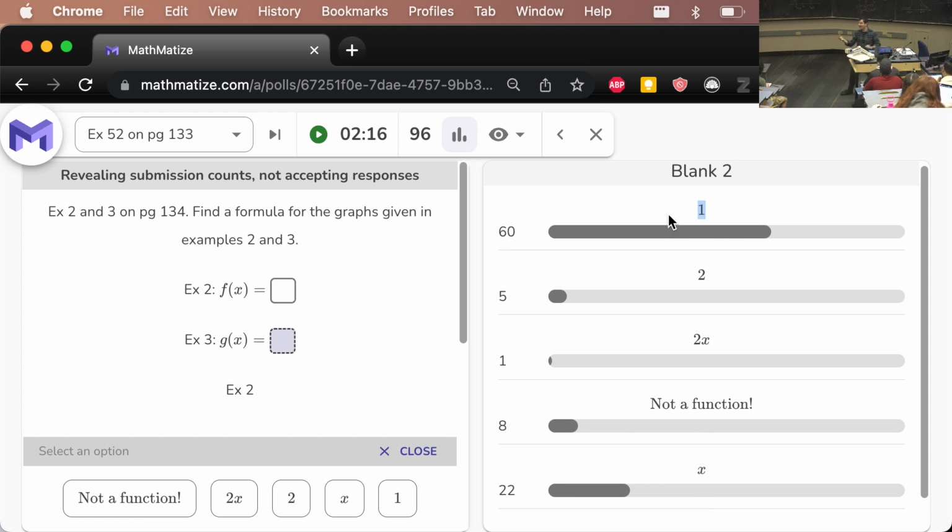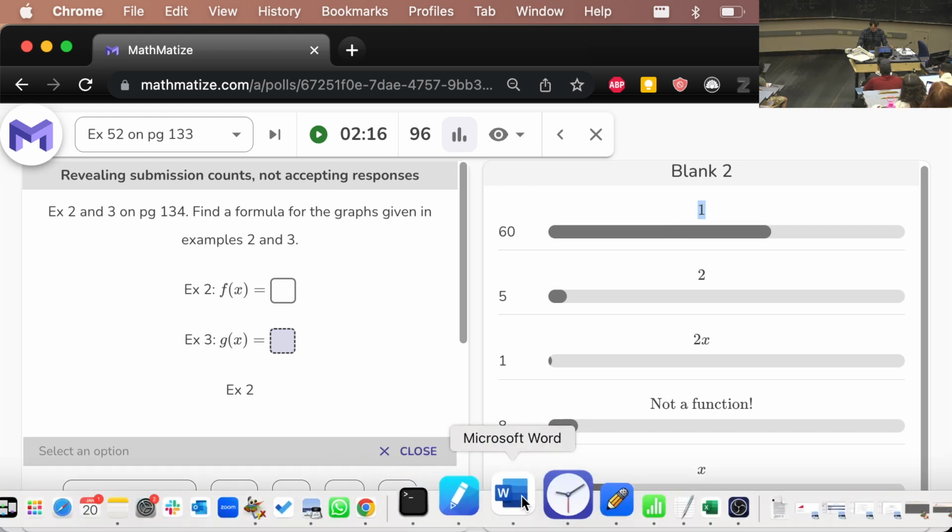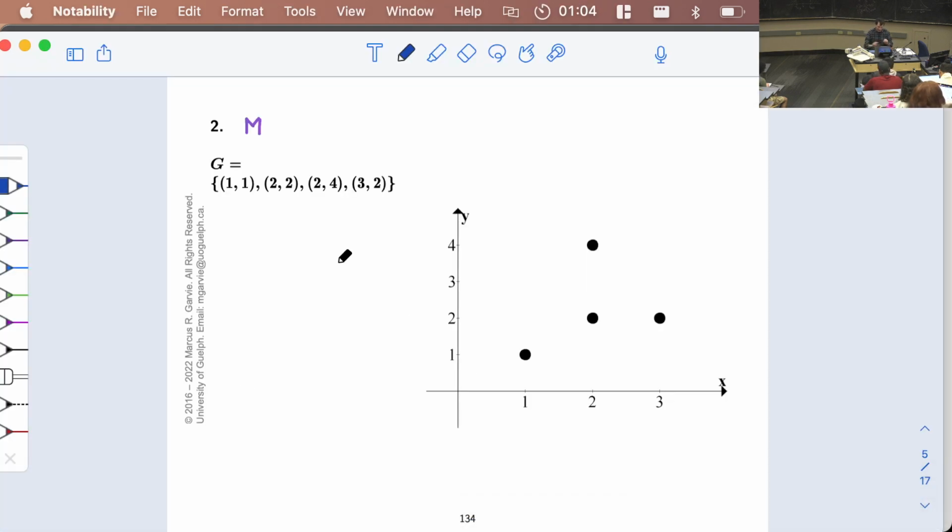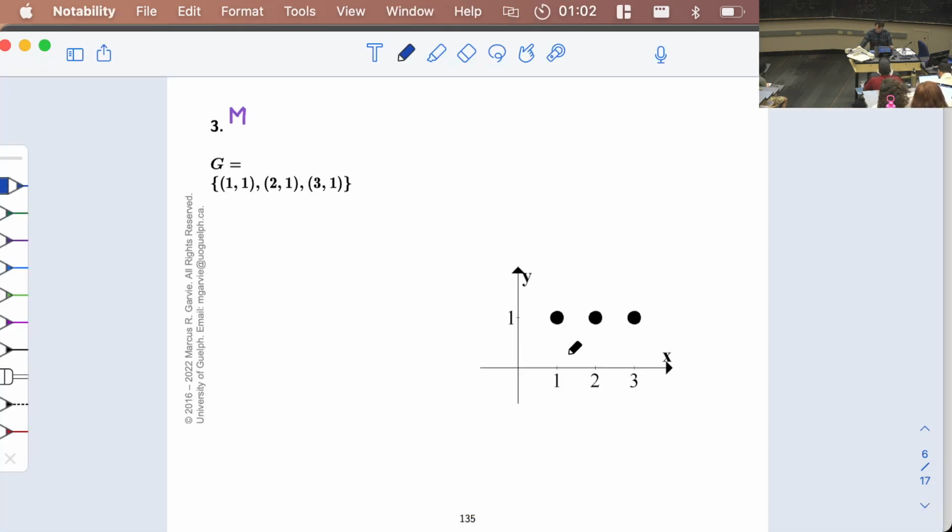You might think 1 is a number. How is 1 a function? Well, 1 is a perfectly valid formula for a function. This is the function g of x, g of x equals 1. What does that mean? That means no matter what input you get, you always have 1 as the output. This is the function that ignores what you inputted and always outputs 1.